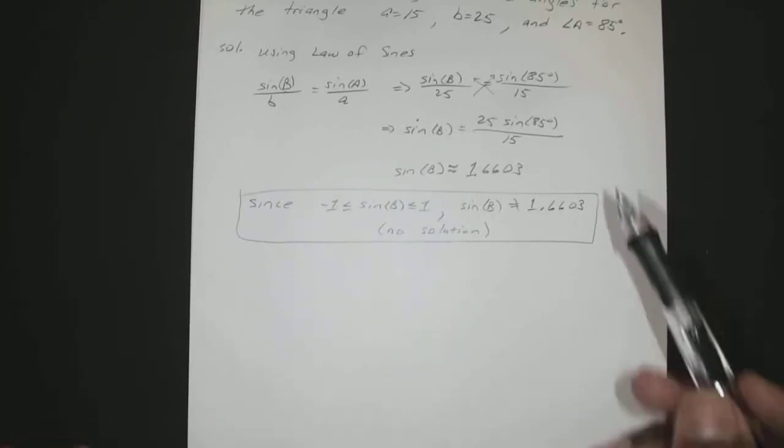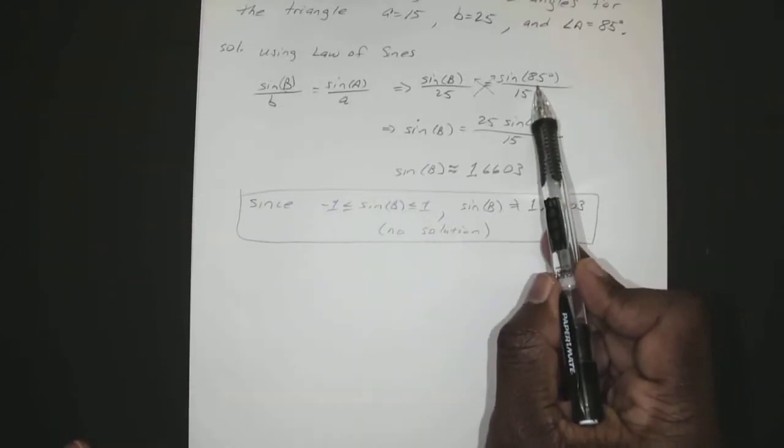Now the thing is, you want to make sure it's set to degrees. If you plug in 85 degrees, because if you plug in 85 radians, you'll get values that are bigger than 1, and it would be incorrect. So you want to make sure it's set to degrees.